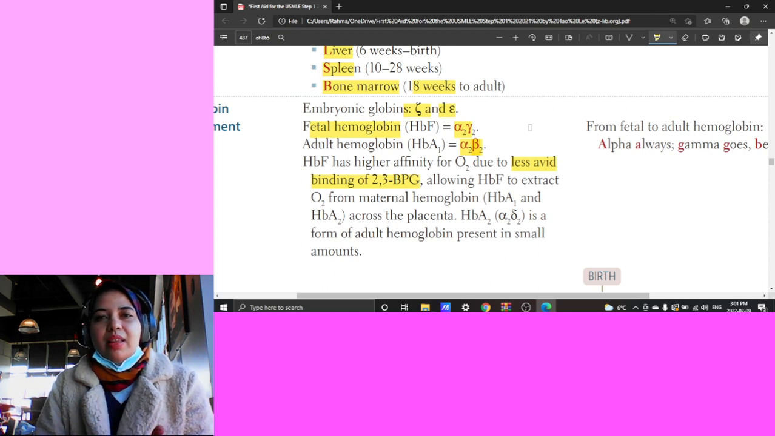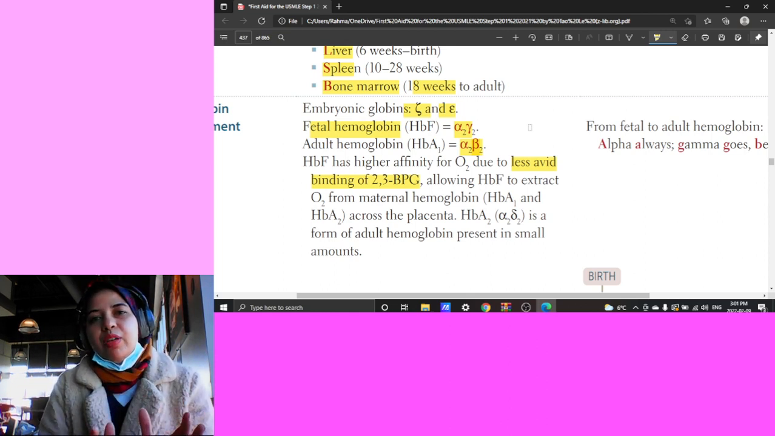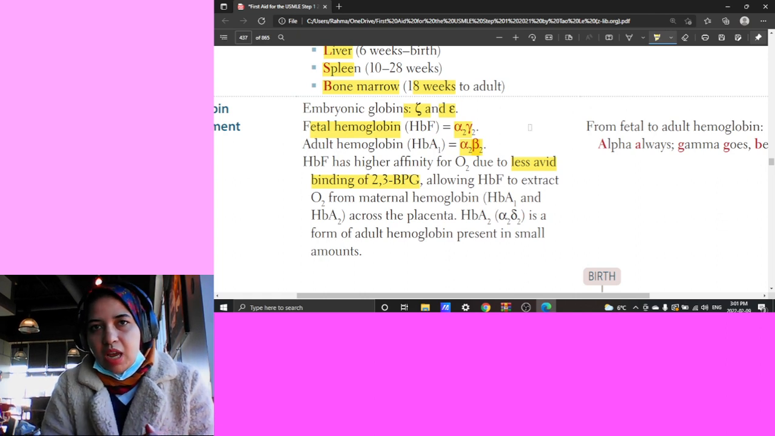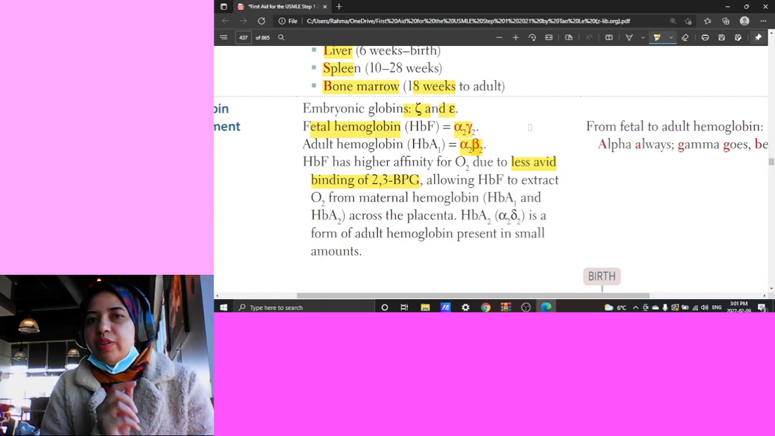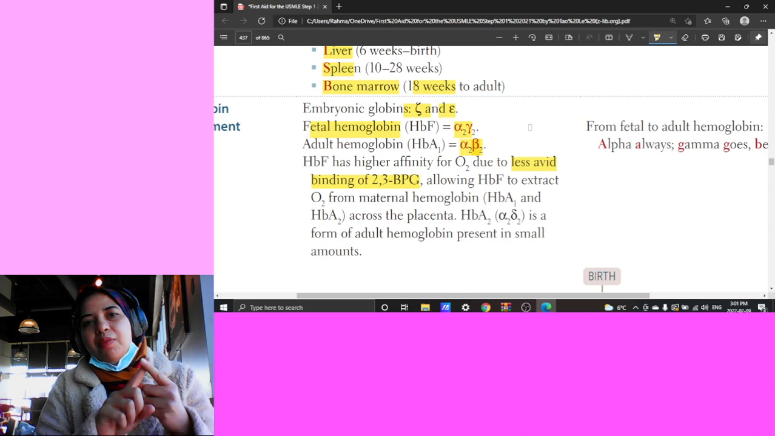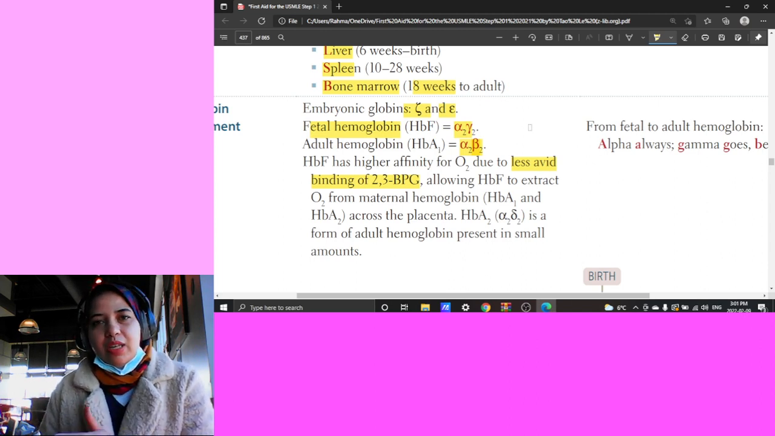So if I give them something that increases HbF, now I have a new type of hemoglobin, HbF, that's more stable. It is not going to let go of its oxygen easily, so it's very resistant to hypoxia, and therefore I will decrease the amount of time this patient undergoes sickling. So we can do that by a drug called hydroxyurea.